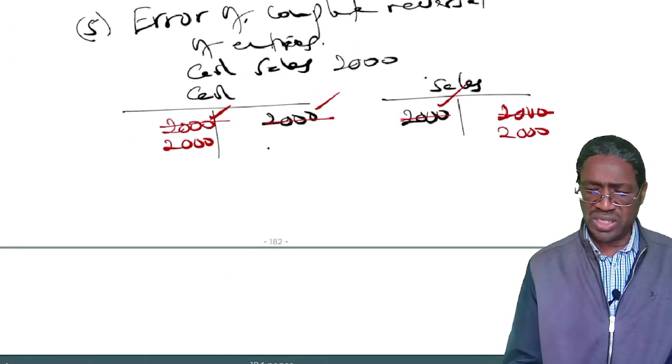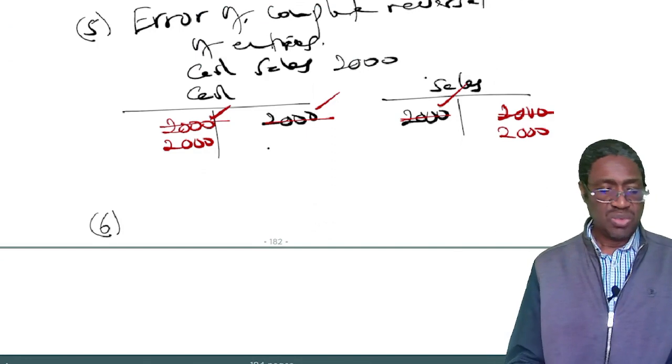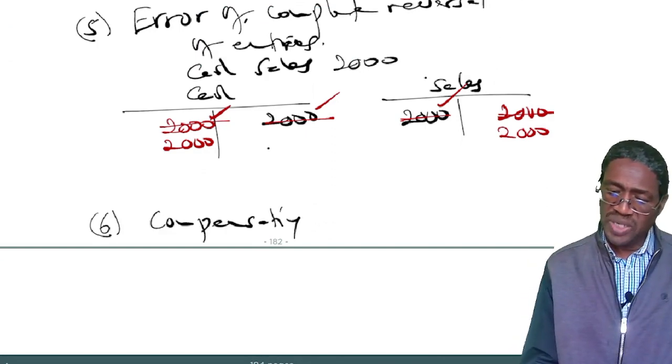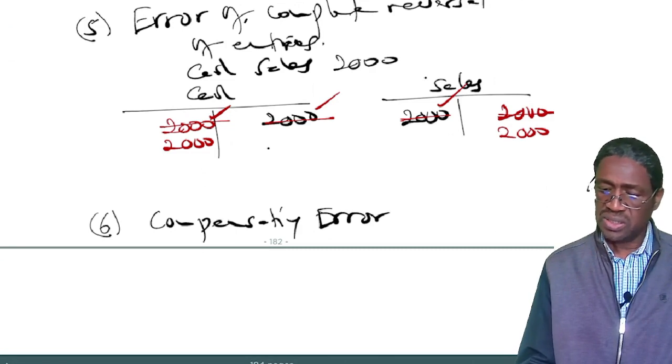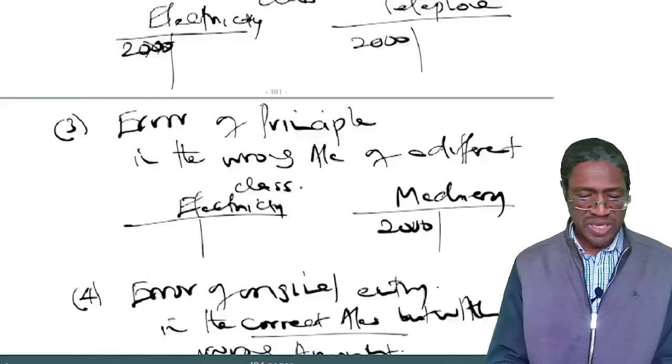We go to number 6. Another type of error which, when you commit it, the trial balance will still balance. We call it compensating errors. Compensating errors. Let me explain.